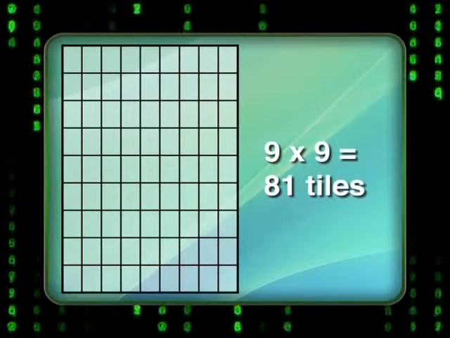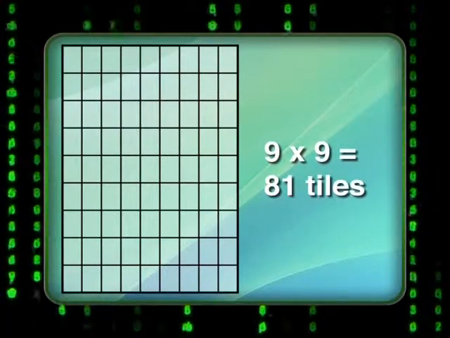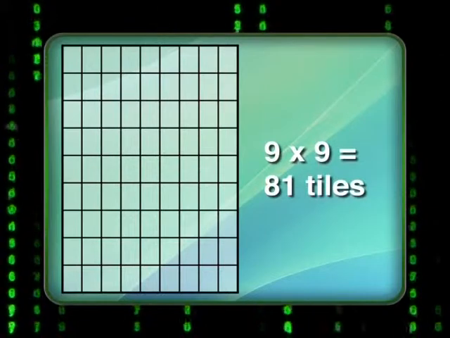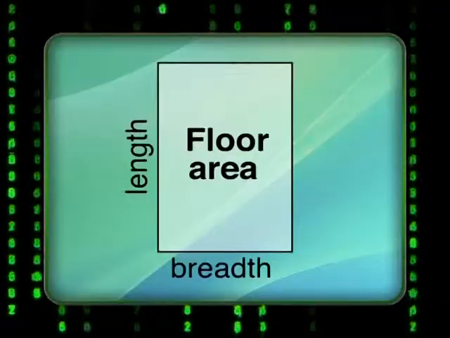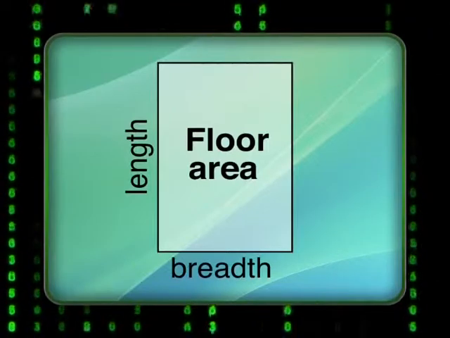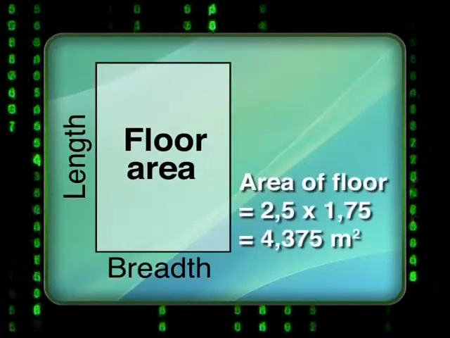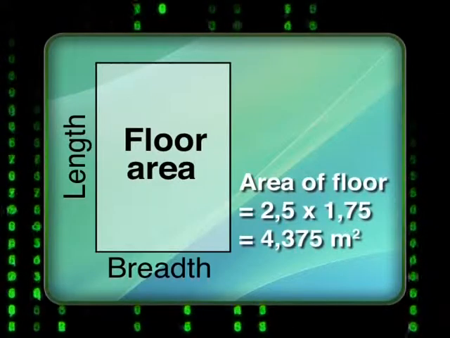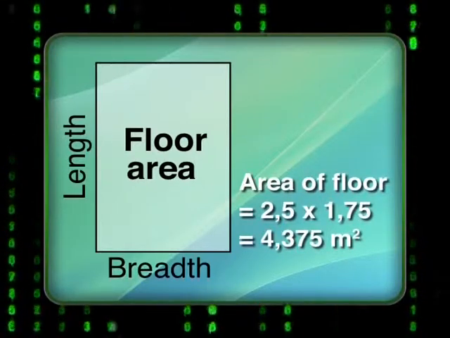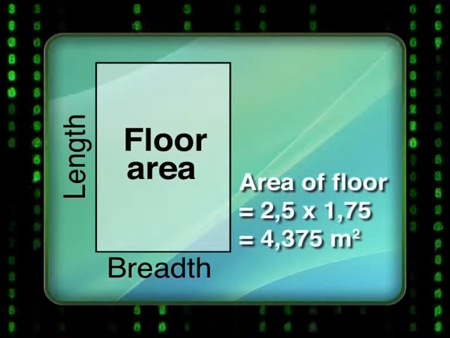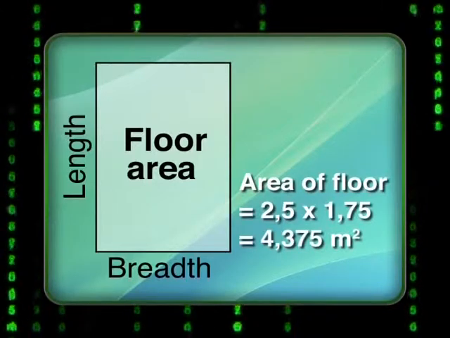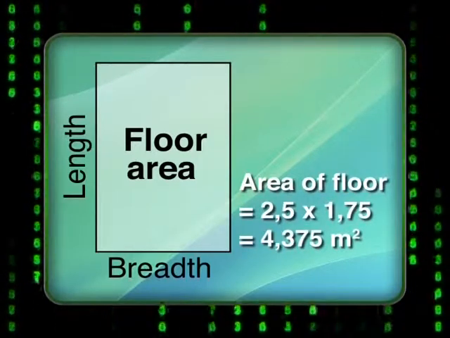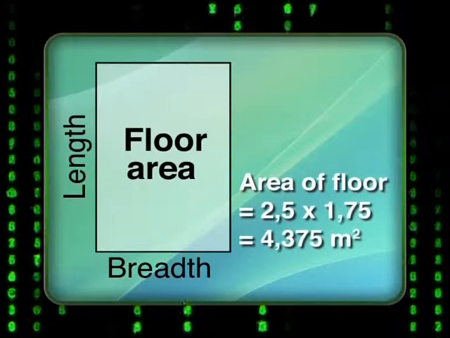81 tiles would cover an area that has a length of 9 tiles using the long side of the tile and a width of 9 tiles using the shorter side of the tile. Let's compare this with the actual floor area. The area of a rectangle is its length times its breadth. So that's 2,5 meters times 1,75 meters. That comes to 4,375. This answer is in meters times meters, which is square meters. So the floor area is about 4.5 square meters in area.